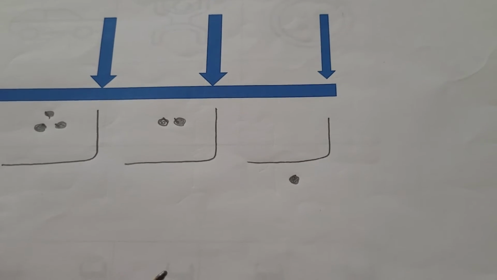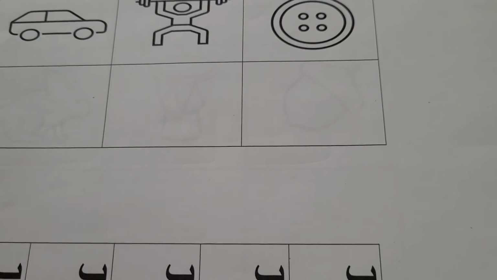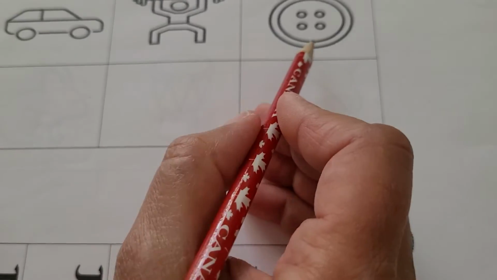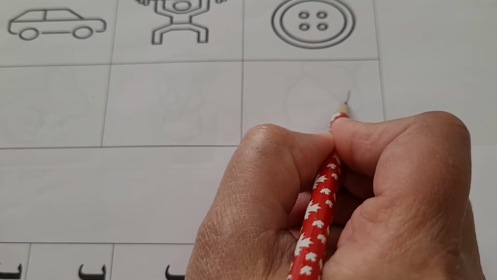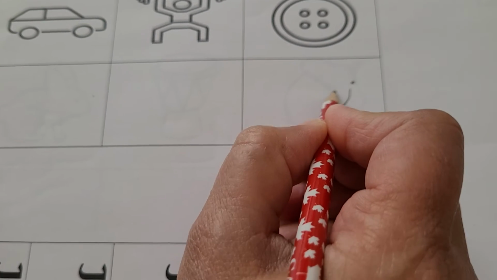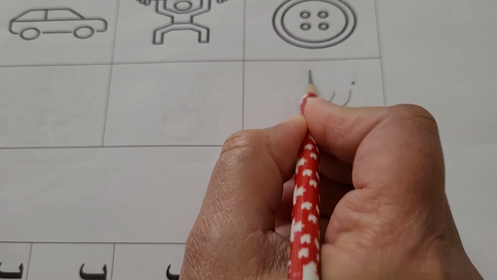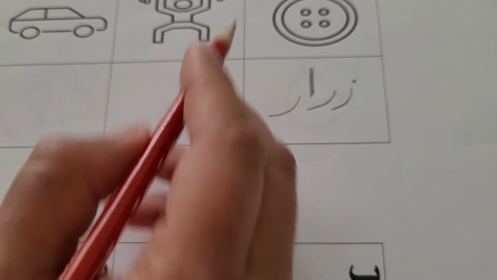We will take examples. Now, here for the letter alif, what is this? This is zurar. Zurar. This is alif. Zurar. This is what?